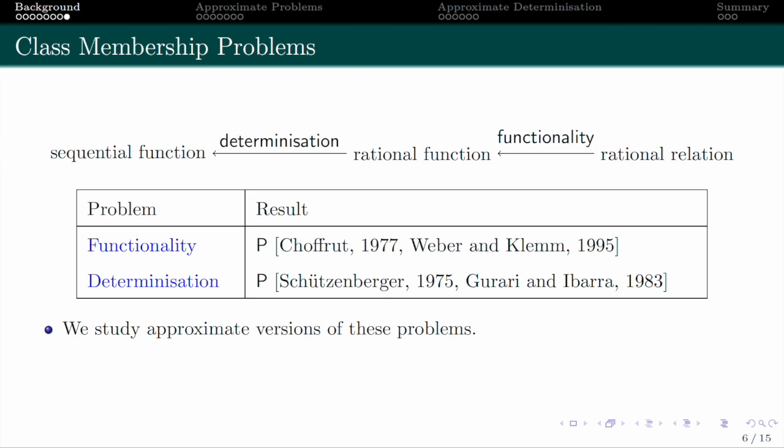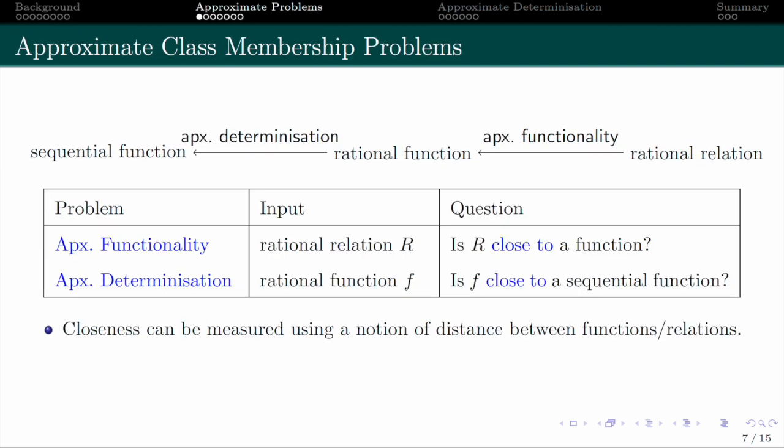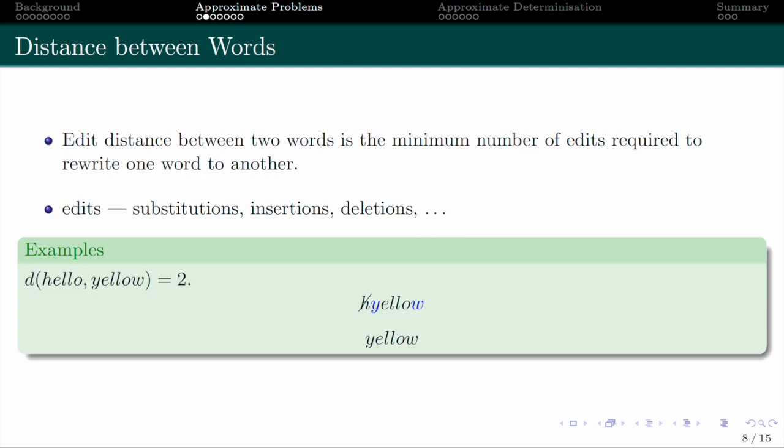Now we study the approximate versions of these problems, which are approximate functionality and approximate determinization. In approximate functionality, you are given a rational relation and you ask, is it close to a function, instead of exactly equal to a function? And in approximate determinization, you ask if the given rational function is close to a sequential function. This closeness can be measured using a notion of distance between functions or relations, and we are interested in edit distances.